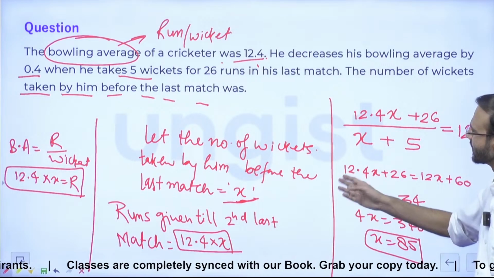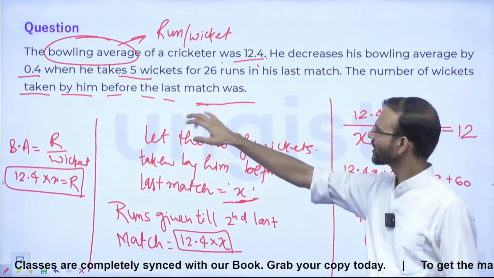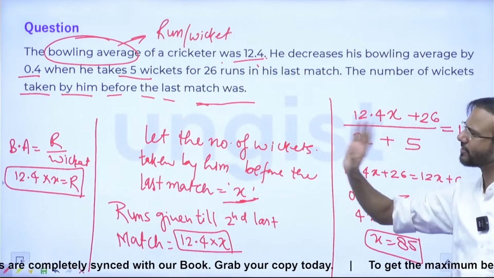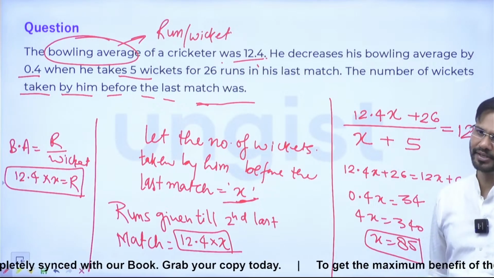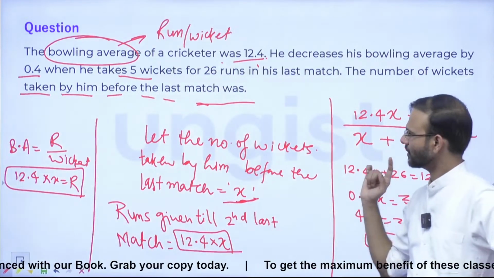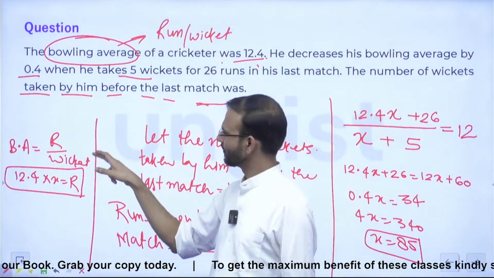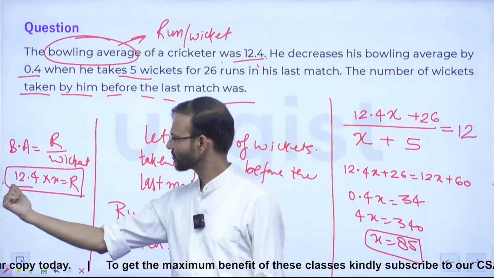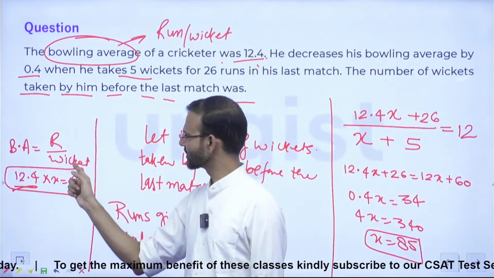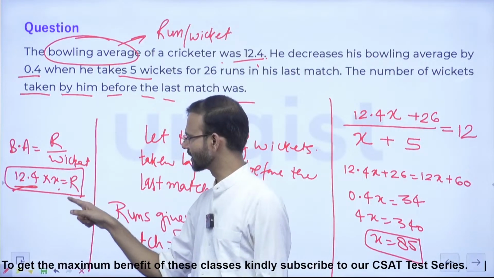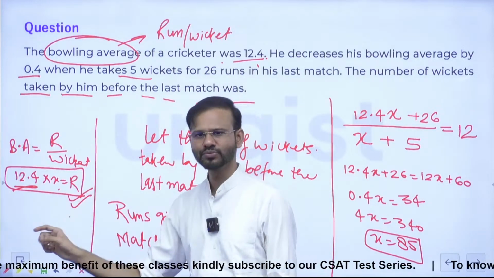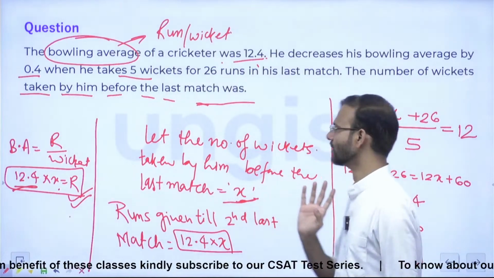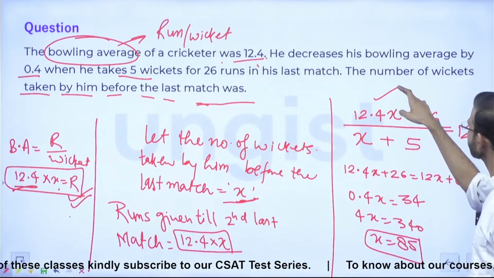The number of wickets taken by him before the last match was asked. So we have assumed this number as x. Bowling average is equal to runs given divided by wickets taken. So bowling average is given as 12.4 and number of wickets taken we have assumed as x. So the runs given till the second last match is 12.4x.